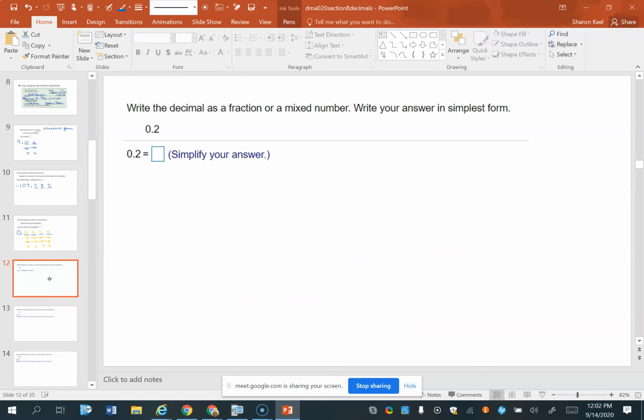Write the decimal as a fraction or a mixed number, and then write your answer in simplest form. So I have the number 2, and it is in the tenths place. So that will be 2 over 10. Both of these numbers are even, so they're both divisible by 2. 2 divided by 2 is 1, and 10 divided by 2 is 5. So that in simplest form would be 1/5.